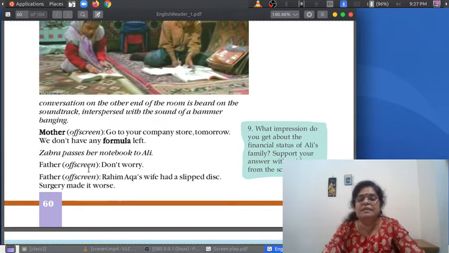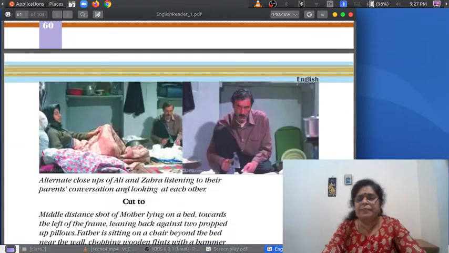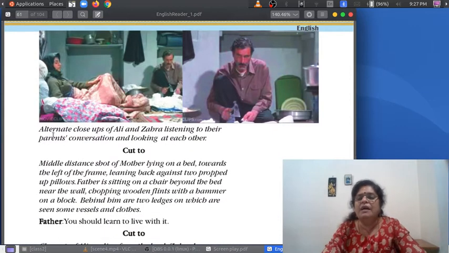ഫാദർ ഓഫ് സ്ക്രീൻ ഡോണ്ട് വറി ഫാദർ ഓഫ് സ്ക്രീൻ Rehimaka's wife had a slipped disc. Surgery made it worse. These are the father and mother. Alternate close-ups of Ali and Sarah listening to their parents' conversation and looking at each other.